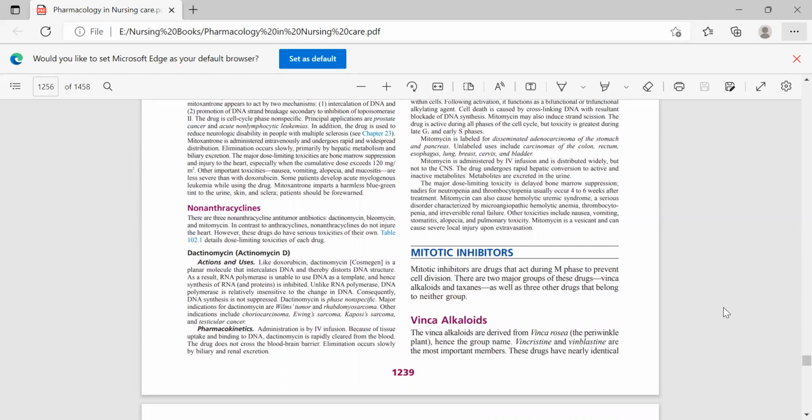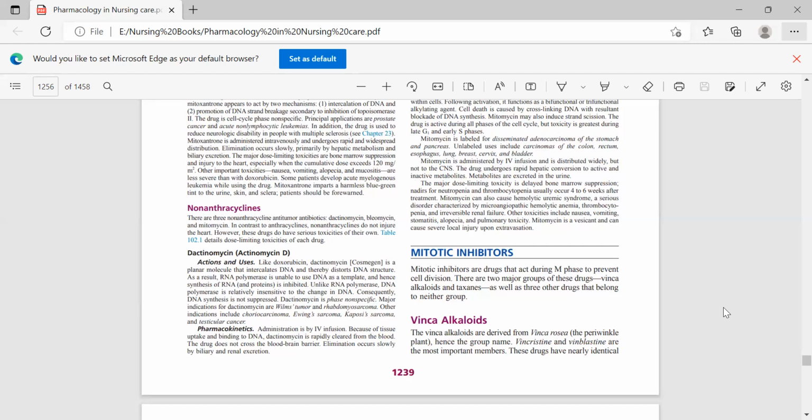Dactinomycin is a planar molecule that intercalates DNA and distorts DNA structure. As a result, RNA polymerase is unable to use DNA as a template, and hence synthesis of RNA is inhibited. This drug is phase non-specific. The major indications are Wilms tumor and rhabdomyosarcoma. Other indications include choriocarcinoma, Ewing sarcoma, Kaposi sarcoma, and testicular cancer.